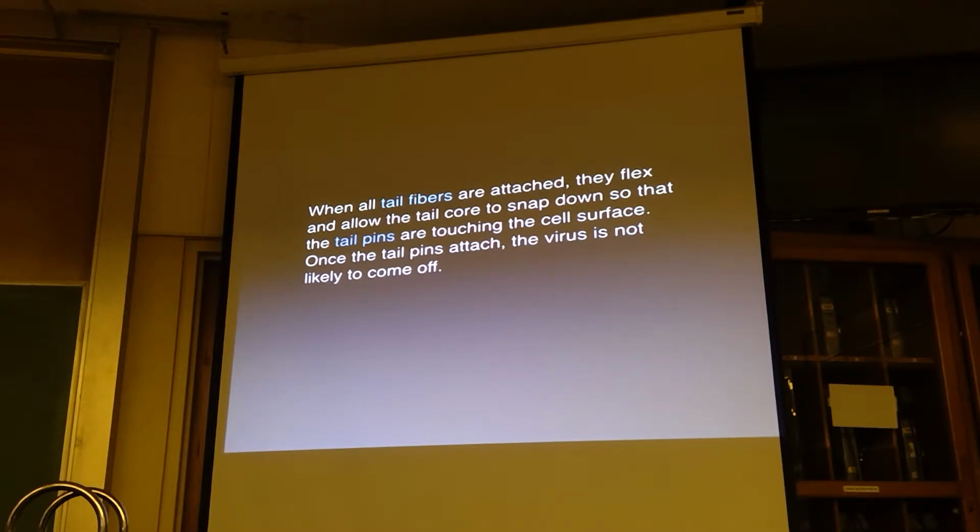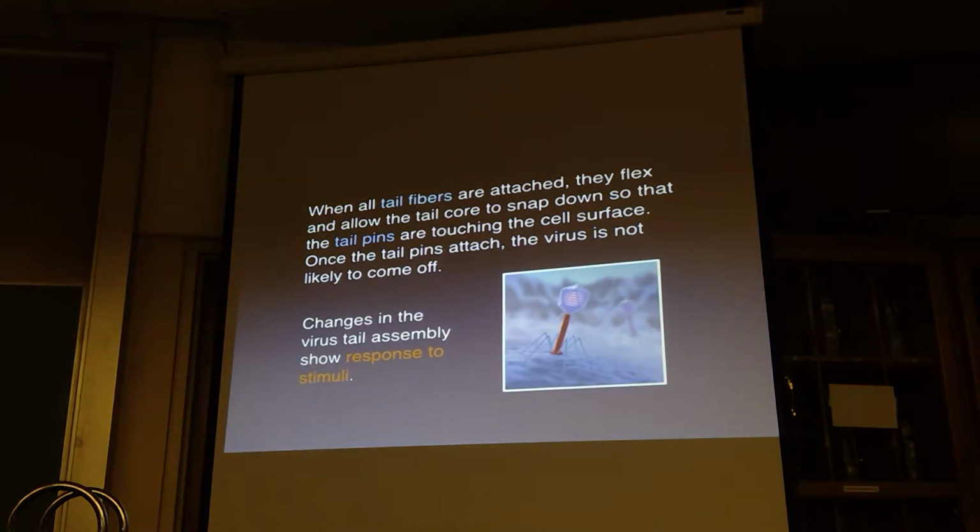With a T-even phage, once all the tail fibers have attached, they flex. Now, as I said, this one they spin in here and cause this thing to sit down. But in reality, the tail fibers flex. This is going to allow the tail to drop, and the tail pins then come in contact with the host cell surface. When the virus is just attached by the tail fibers, apparently it's easy for the virus to get knocked off.